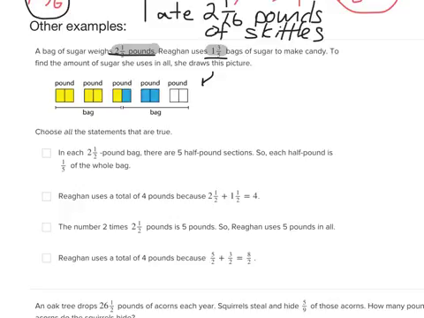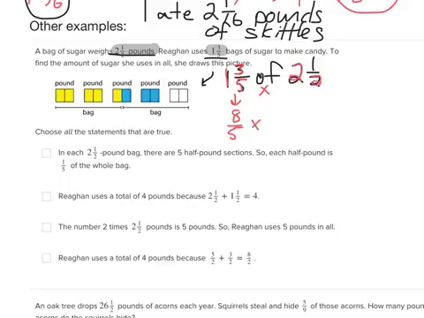But anyway, let's figure out how much sugar she uses in all, and then we'll read our statements and see which ones are true. So she uses 1 3/5 bags, and each bag has 2.5 pounds. I wrote fourths, but I meant fifths. She uses 1 3/5 of 2 1/2. That means we are going to multiply, because of means multiply. If we're going to multiply, we need to turn these into improper fractions. So 1 times 5 is 5, plus 3 is 8. So this is 8/5 times 2 1/2 as an improper fraction.